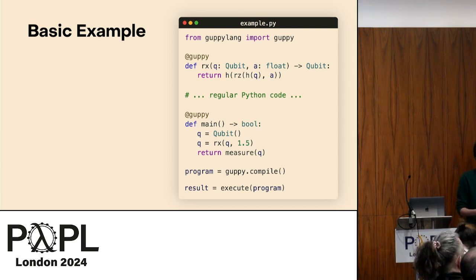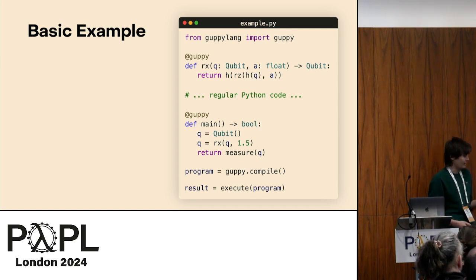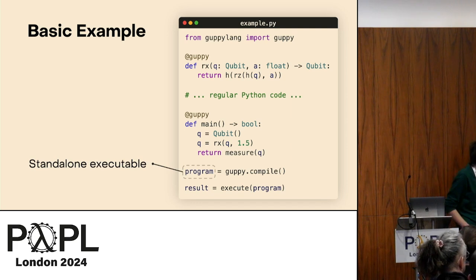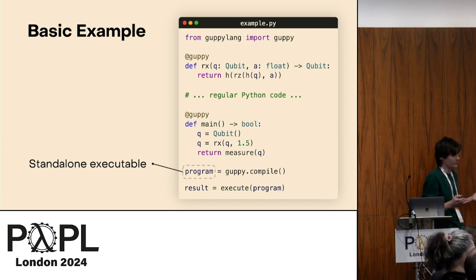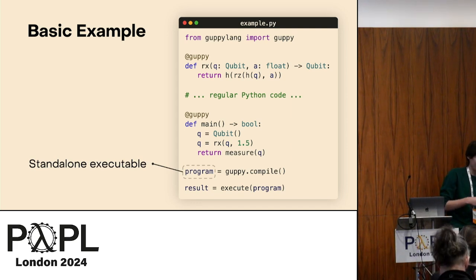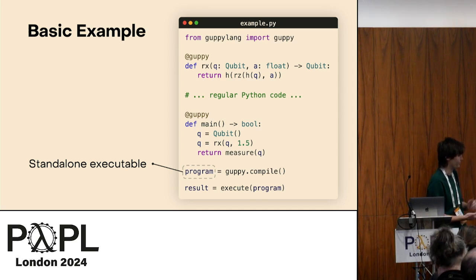Also, a very important thing to point out is what this execute thing is not doing: we're not just taking the Python interpreter and running this code. This is not what's happening. Namely, this program we get out is actually a standalone executable that I could save somewhere, I could send it to a friend, execute it at some other time, completely independent of the Python environment.